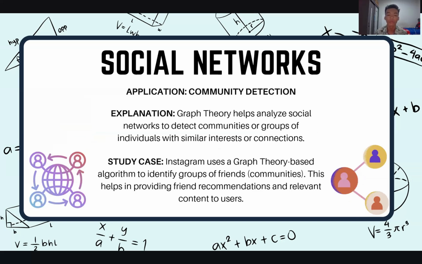The fourth example is social networks, and the application is community detection. Graph theory helps analyze social networks to detect communities or groups of individuals with similar interests or connections. The case study is Instagram, which uses a graph theory-based algorithm to identify groups of friends or communities. This helps in providing friend recommendations and relevant content to users.